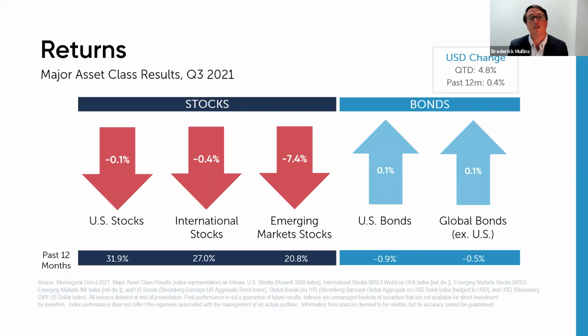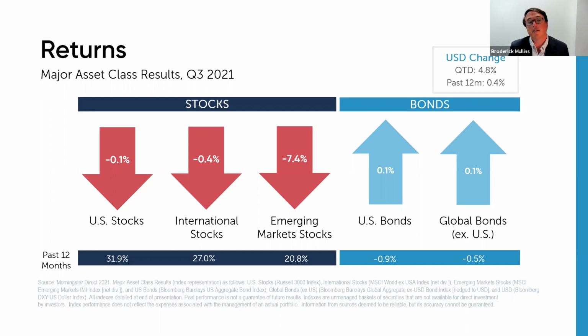Next, I'll draw your attention to the upper right-hand portion of the graphic. The US dollar was up 4.8% for the quarter and up 0.4% over the last 12 months. Interesting to note, the movement of the US dollar does matter because a strengthening US dollar can hurt your international stock performance, and a weakening US dollar can improve your international stock performance.